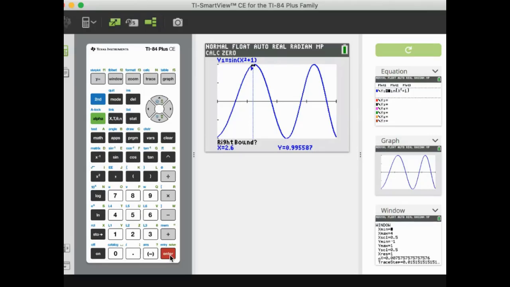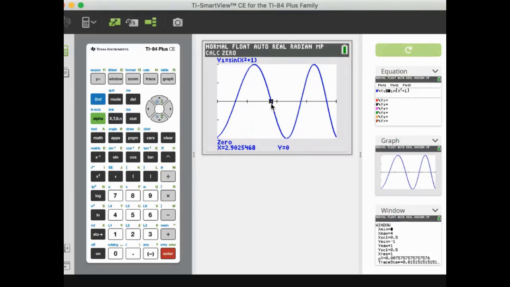2.6. Then I have to pick a point to the right of it. Since I know that this right here is 3, I'm going to go ahead and plug in 3 now. So I'm going to say 3, enter. It says guess. It's not a guess. It's actually finding the value, and it's 2.9025. That's the value that will give me the maximum, the location of the maximum of the original function. And remember, this is not the original function. This is your derivative function.